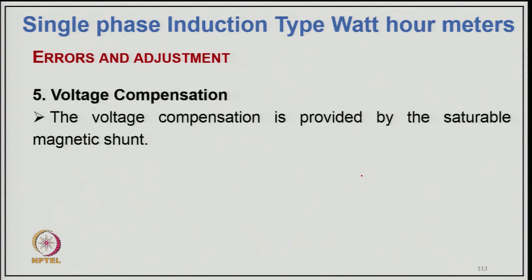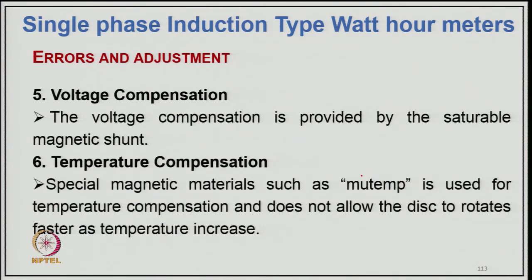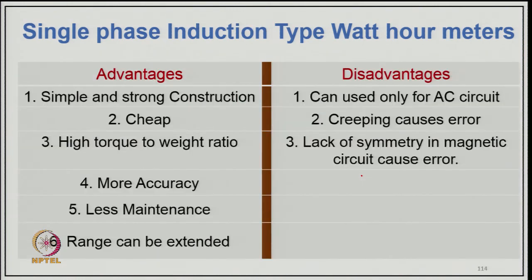So, now coming to voltage compensation. The voltage compensation is provided by the saturable magnetic shunt, and for temperature compensation, a special magnetic material such as mu-metal is used, which does not allow the disc to rotate faster as temperature increases.